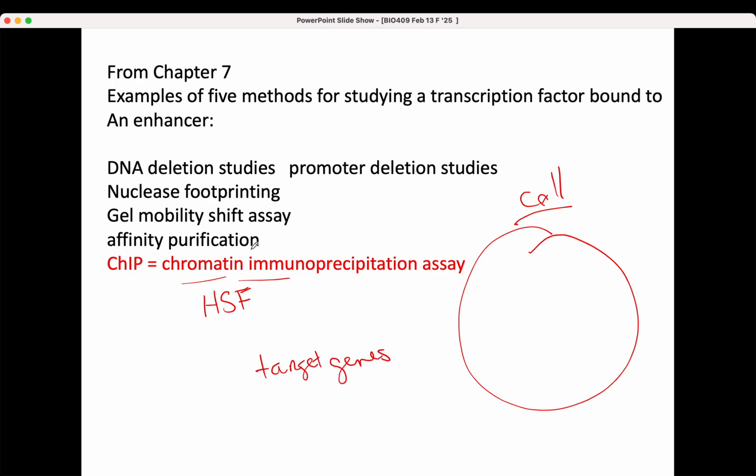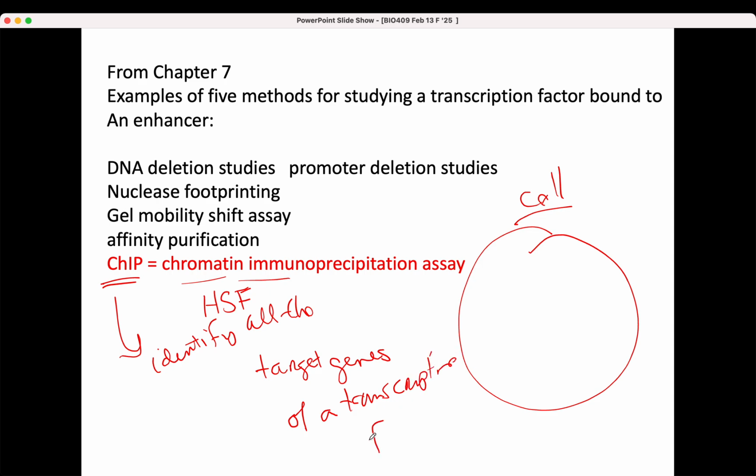So this assay, which is called the chromatin immunoprecipitation assay, or ChIP, that's the spelling there. ChIP is used to identify all the target genes of a transcription factor. So this should serve to identify all of the heat shock genes, right? And I can tell you right now, there are 10 or 12 of them. Yeah. And we don't have them all. Maybe we have that first one.